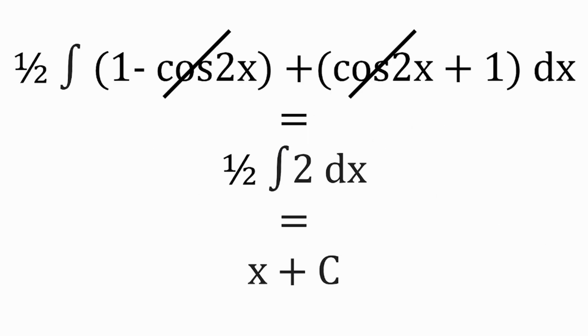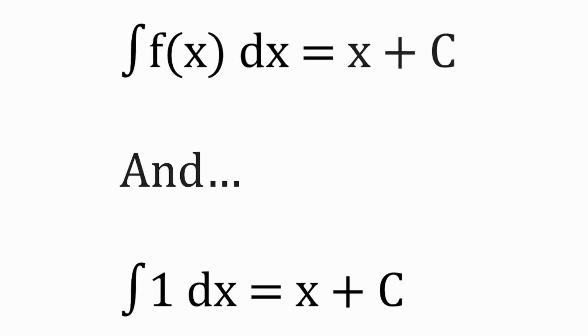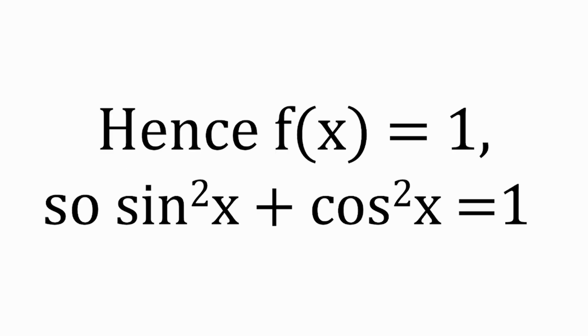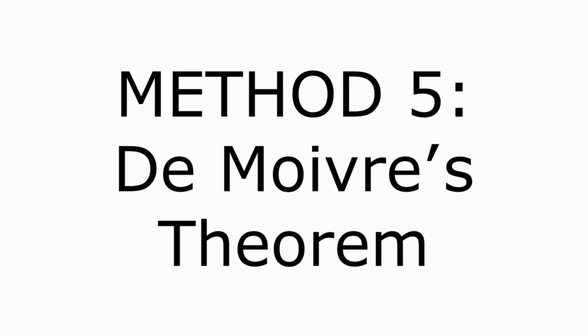This leaves half the integral of 2 dx, or just the integral of 1 dx, which is x plus c, where c is an arbitrary constant. The integral of f of x is the same as the integral of 1, thus f of x is 1, leading to the required result. This method isn't very good, as from the integrating step, we could just compare our two expressions for cos2x to get the result, and even then, changing between forms of this identity usually requires knowledge of the identity we are trying to prove.